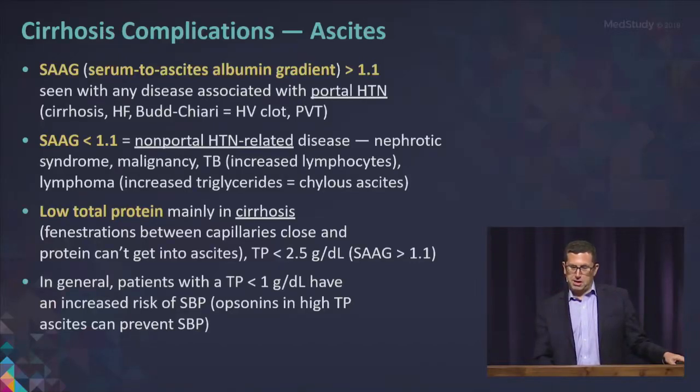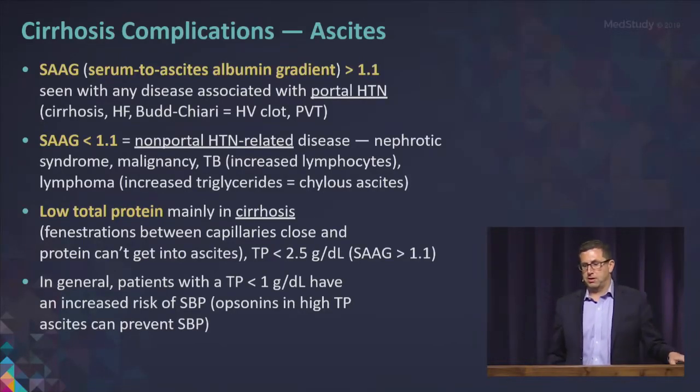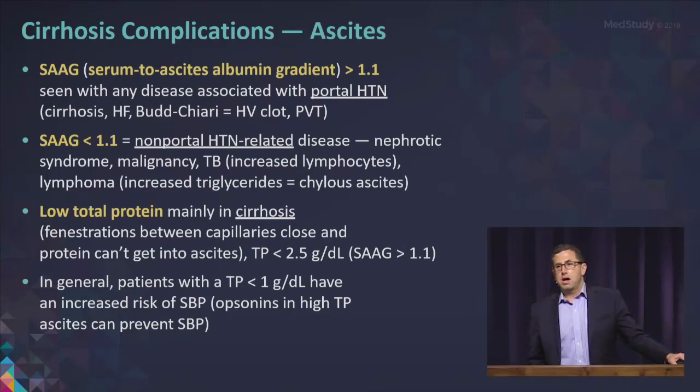Really, the final 2 complications of cirrhosis are ascites. So generally, the key number here is a serum to ascites albumin gradient greater than 1.1. That is consistent with portal hypertension, so that would be typical of cirrhosis. If the SAAG is less than 1.1, it's non-portal hypertension related. So for example, TB or malignancy.